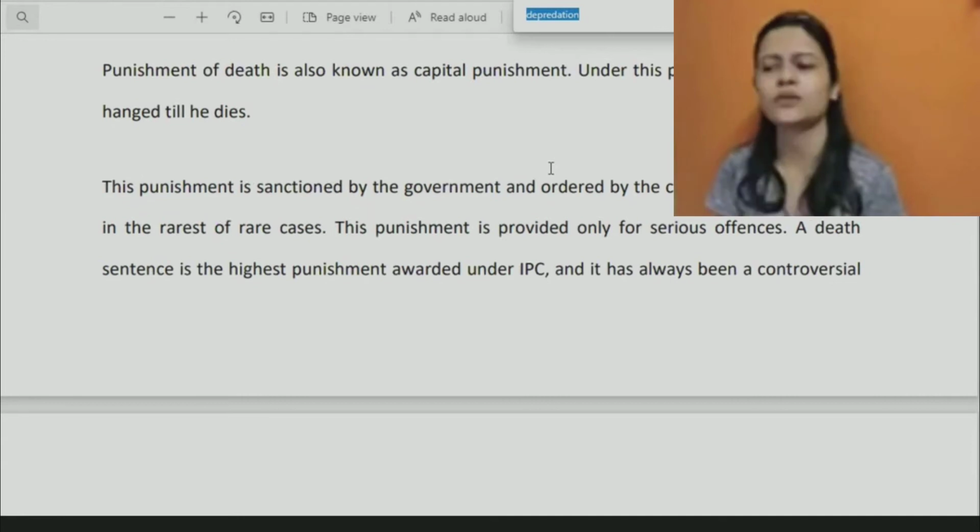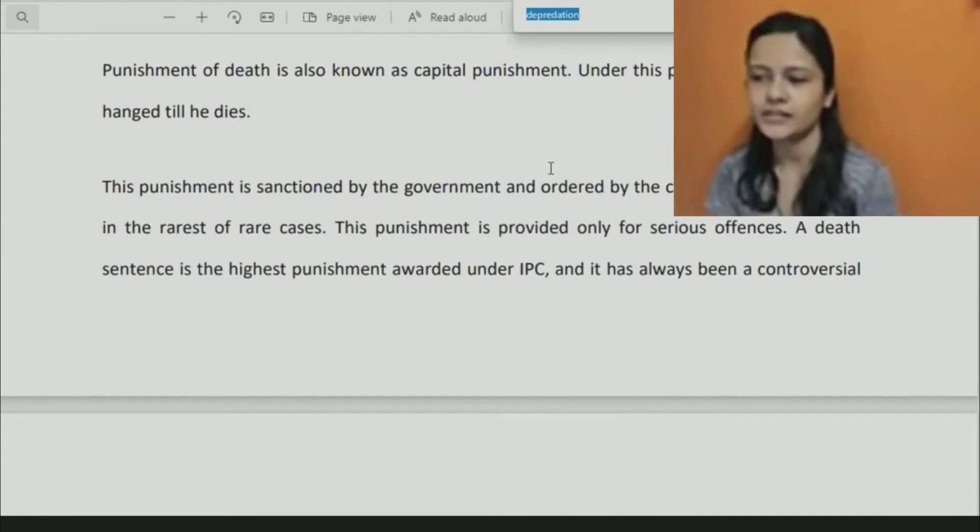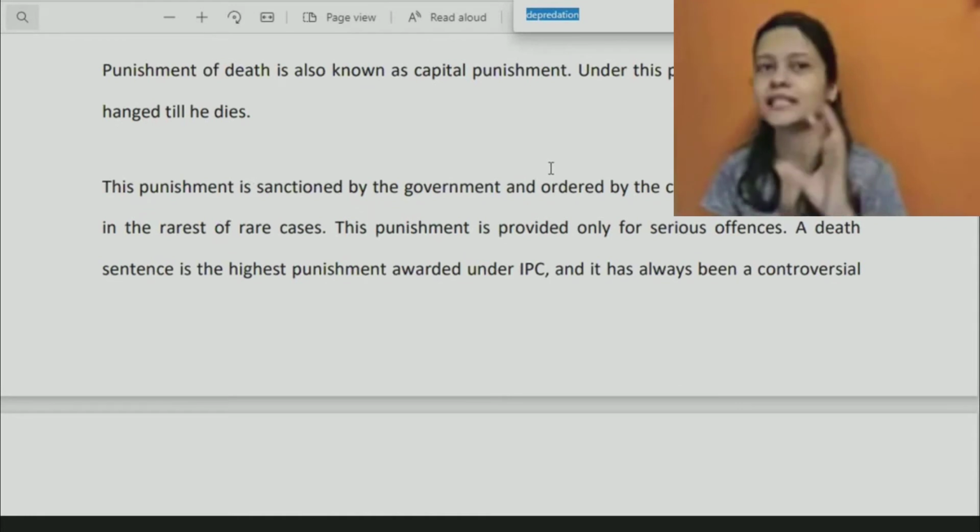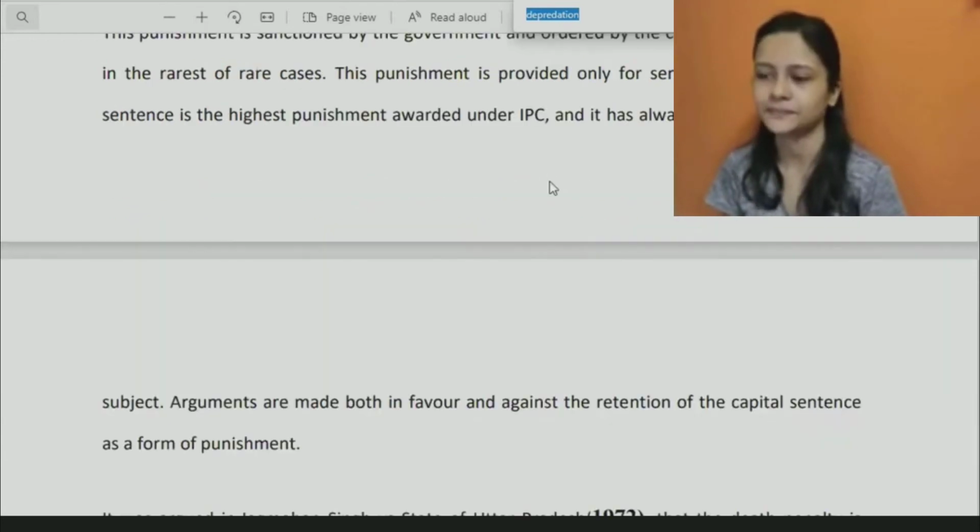That also you can write in your answer: that this convention is there, which is not being ratified because having this provision for death penalty in the rarest of rare crimes makes sense. So that is the reason why it is still there.